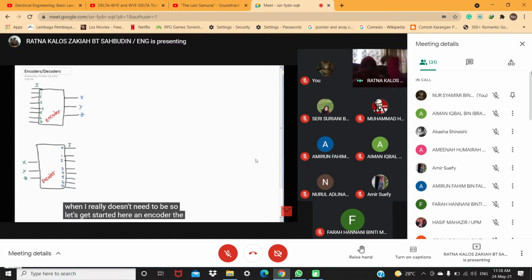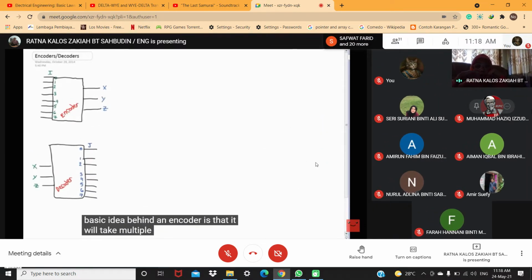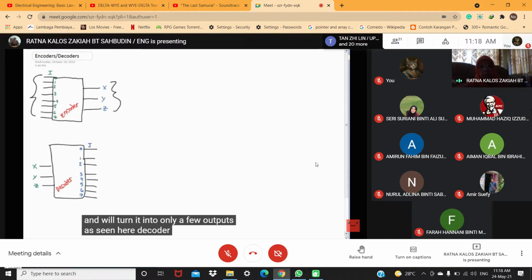The basic idea behind an encoder is that it will take multiple inputs, as seen here, and will turn them into only a few outputs, as seen here. A decoder is the same thing except that it does the opposite. So it will take very few inputs and will turn them into multiple outputs.